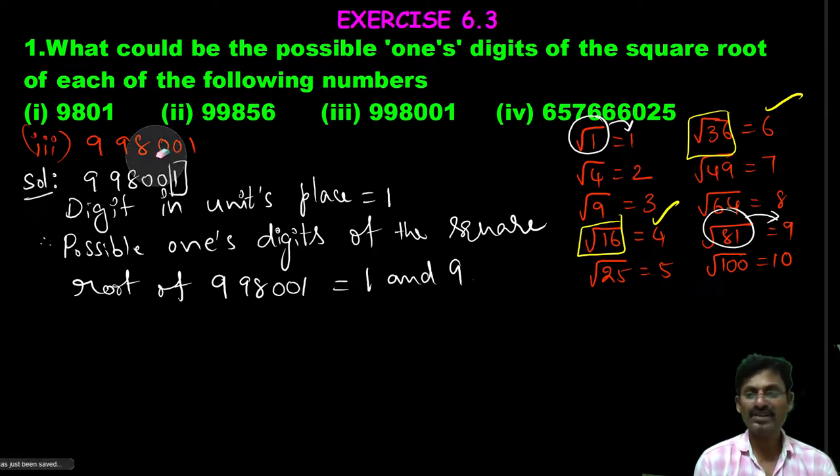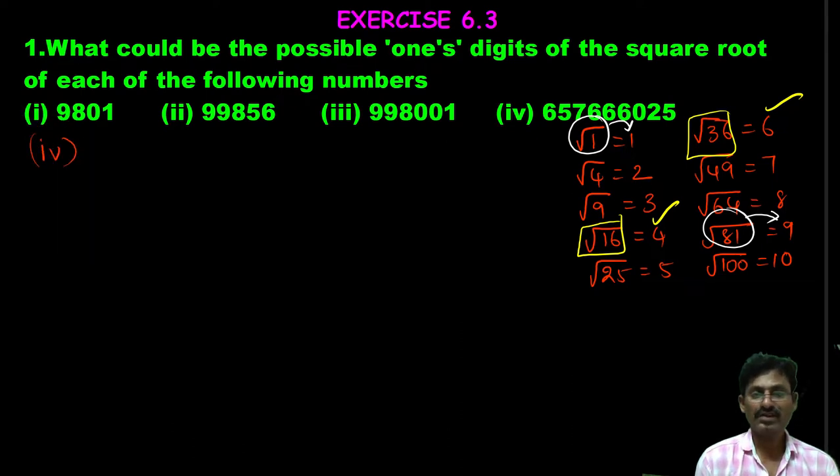Now let us go to the fourth problem. Here we have a big number, 657666025. How can we read it?